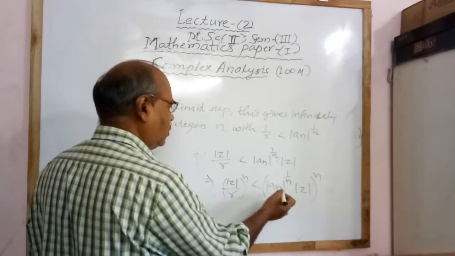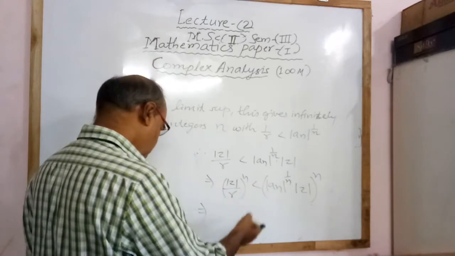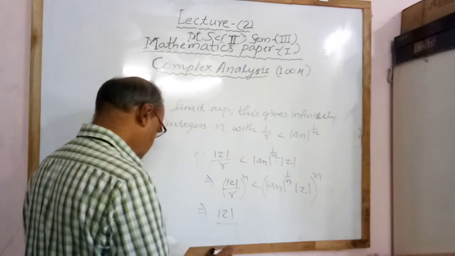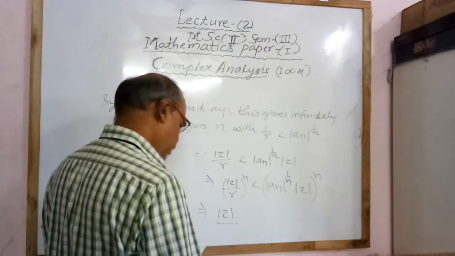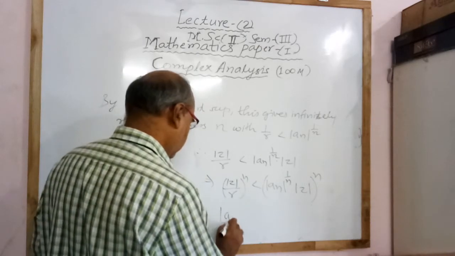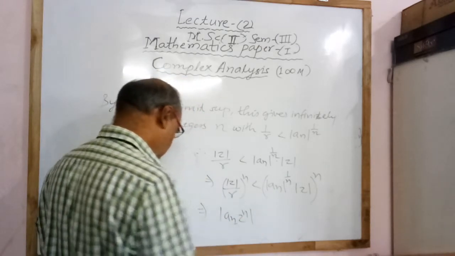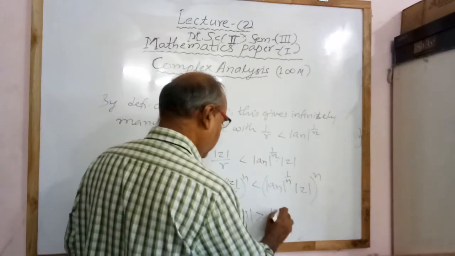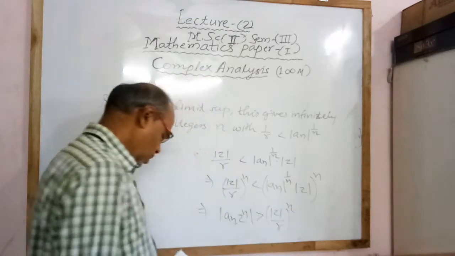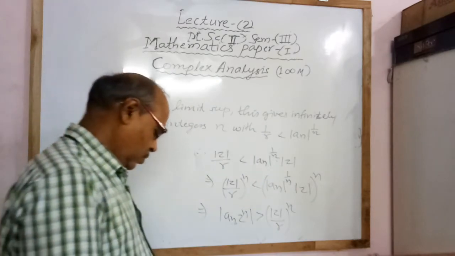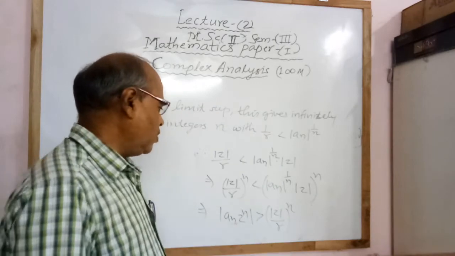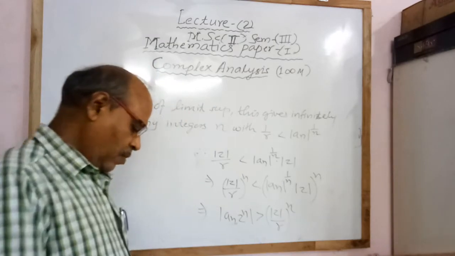Now this is less than this, therefore the right hand side is greater than the left hand side. Therefore we write mod of z, right hand side, that is mod of a n z to the power n, which is greater than left hand side, that is mod of z divided by r to the power n. Now by this equality, this is greater than this, therefore we say that the series becomes unbounded.